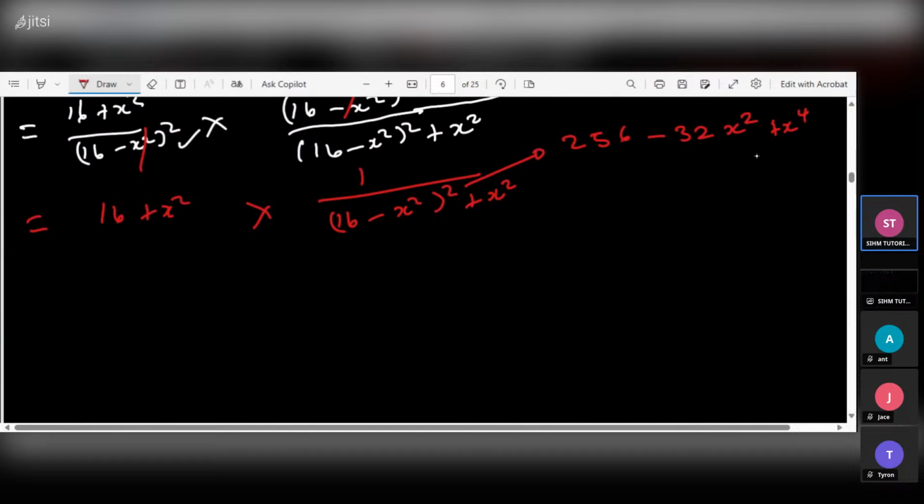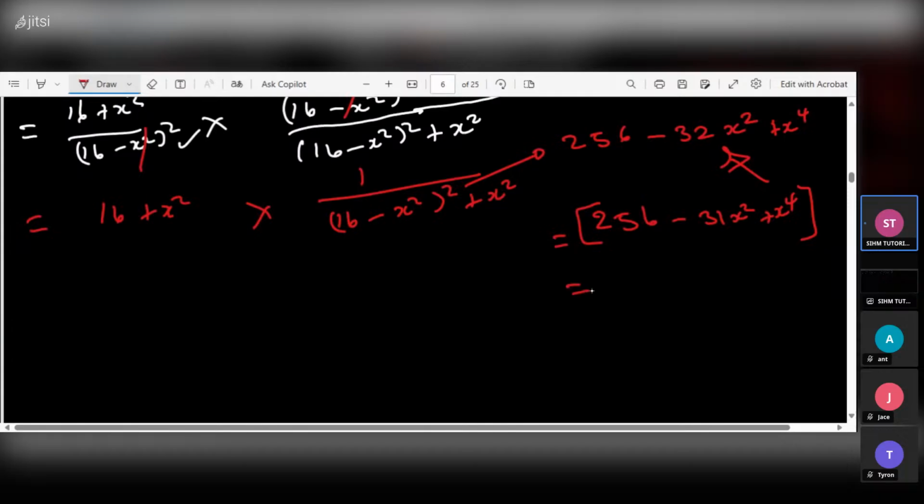And then now when you add this one, you're going to add it here. Remember, it's supposed to be 256 minus 31x squared and then plus x to the power 4, which is also fine.